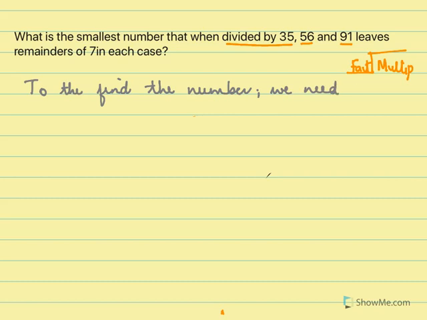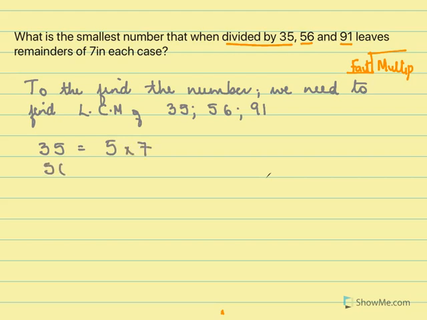We need to find the LCM of 35, 56 and 91. So 35 is 5 into 7, 56 is 2 raised to 3 into 7, 91 is 7 into 13.